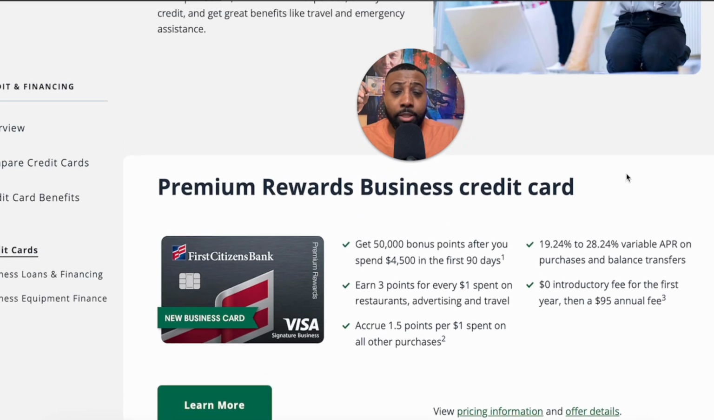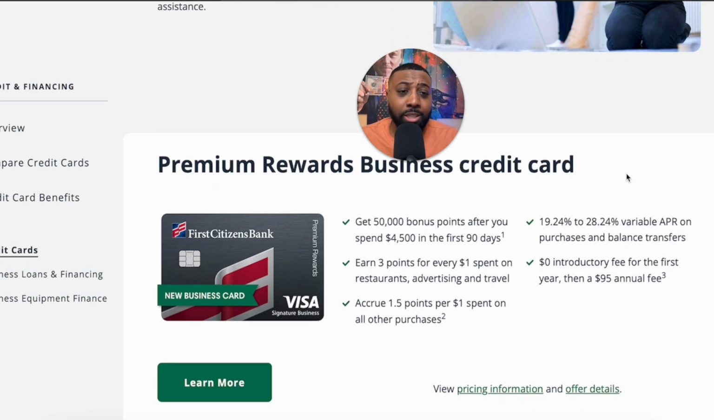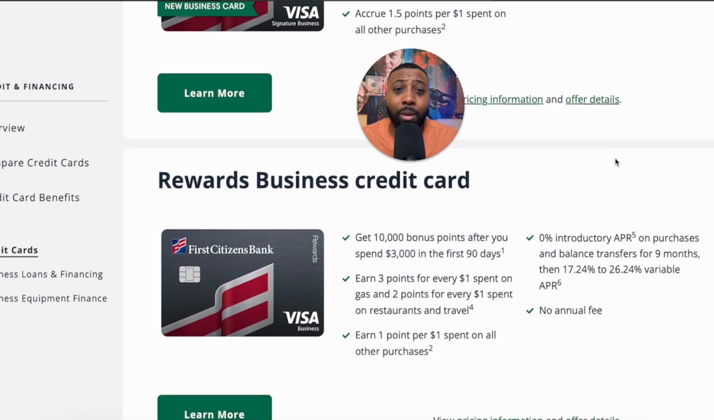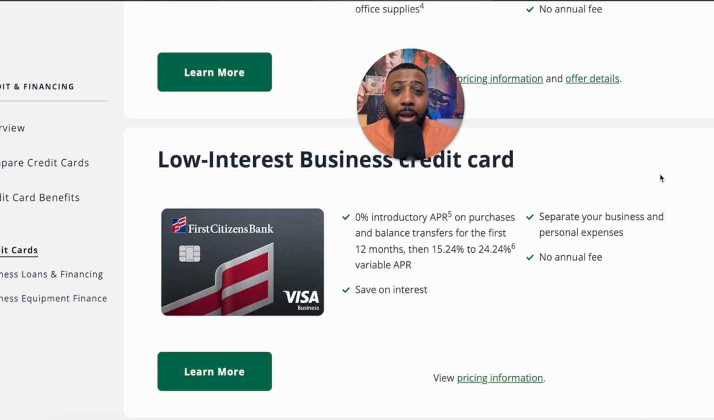All right. So First Citizens does have SBA funding, lines of credit, all that stuff like that. I'm going to focus on just the business credit card for now, because this is pretty much what everybody can get for the most part. They have a couple different options here.